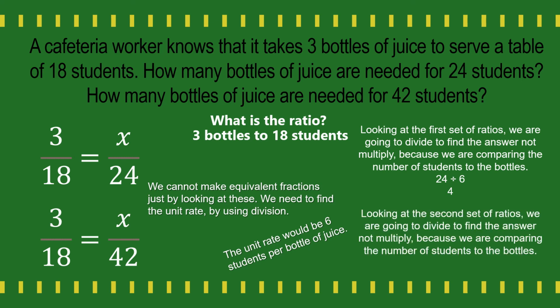Looking at the second set of ratios, we're going to divide to find the answer, not multiply, because we're comparing the number of students to the bottles. 42 divided by 6 gives me 7. Therefore, we would need 7 bottles of juice to serve 42 students.